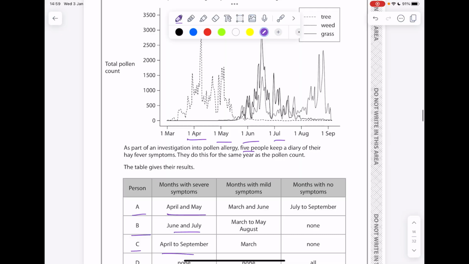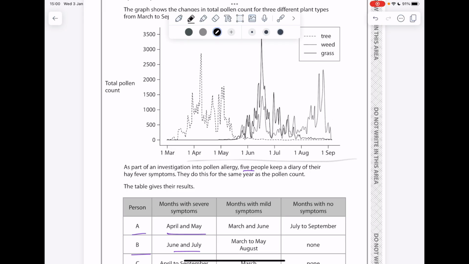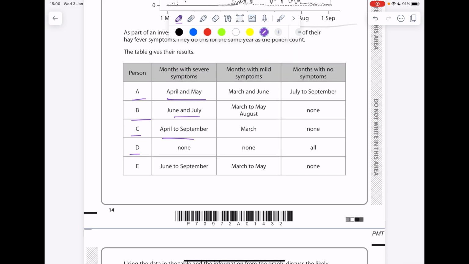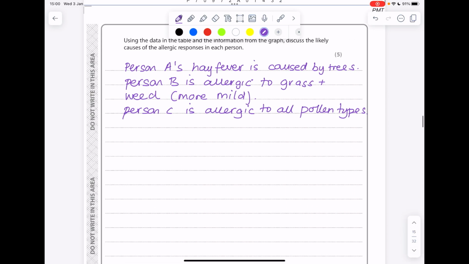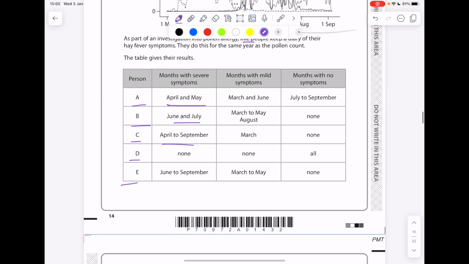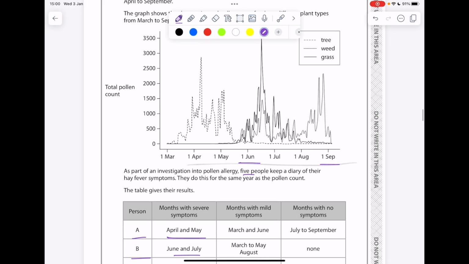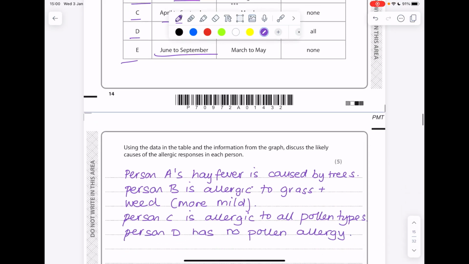Person C, April to September. Gosh, that's an awful lot of allergies. So they're allergic to all pollen types if we use that key. Person D, they are not allergic at all. Person E, June to September. So they're mainly allergic to grass and weed.